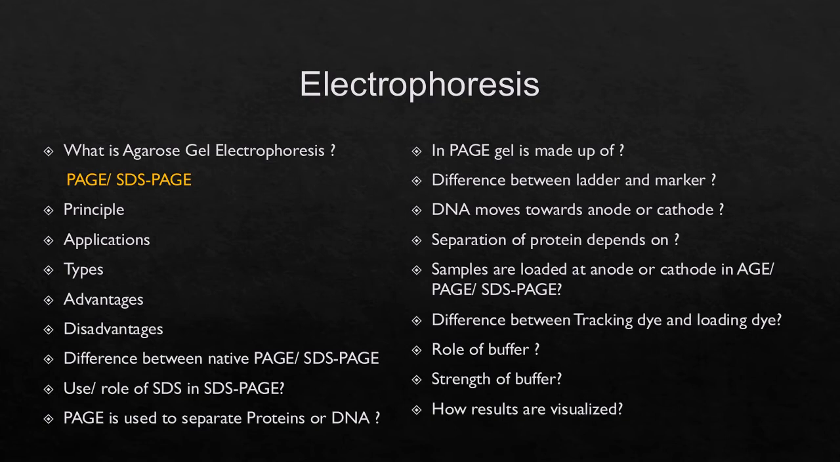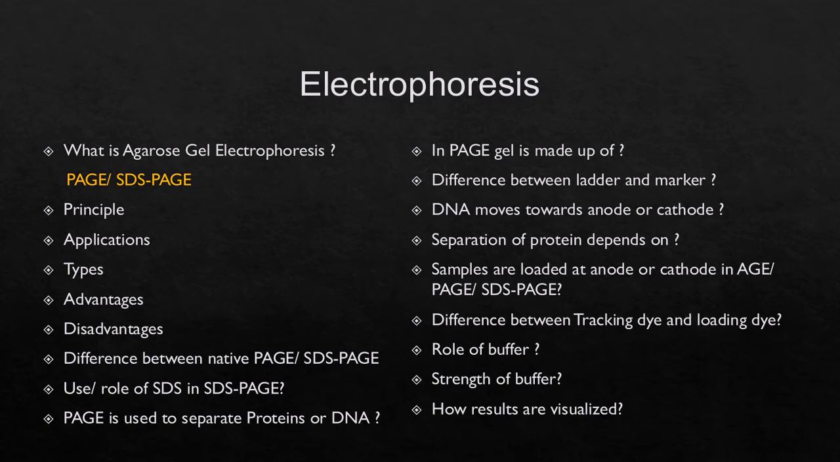Okay, so we use marker or ladder to compare our results, correct? So there is a difference between both ladder and marker. You go and find it out, because this is also a commonly asked question, right? Then next is, DNA moves towards which electrode, anode or cathode? Okay, the separation of proteins depends on what?